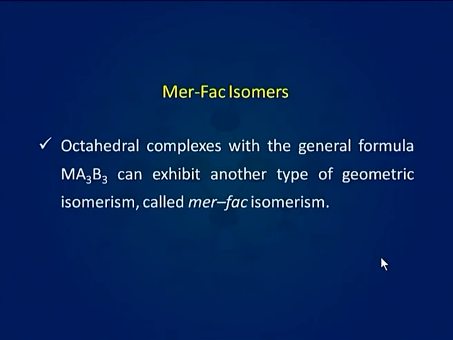Octahedral complexes with the general formula Ma3B3 can exhibit another type of geometrical isomerism called meridional-facial isomerism, or MER-FAC isomerism. Meridional-facial isomers are easier to notice than cis-trans isomers in the sense that they only exist in octahedral geometry. Just like cis-trans isomers, meridional and facial isomers are determined based on whether or not the ligands exist on the same site. Instead of dealing with two ligands, meridional-facial isomers deal with three ligands.